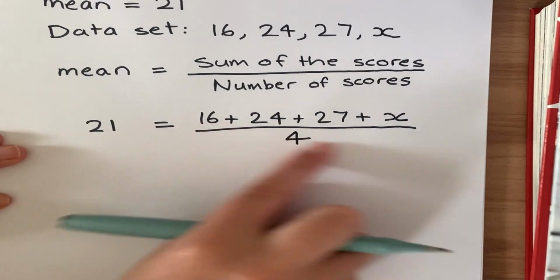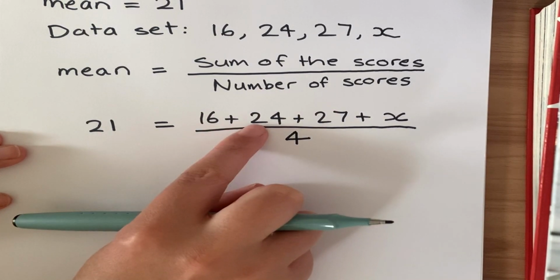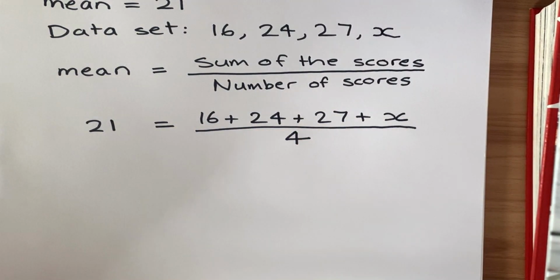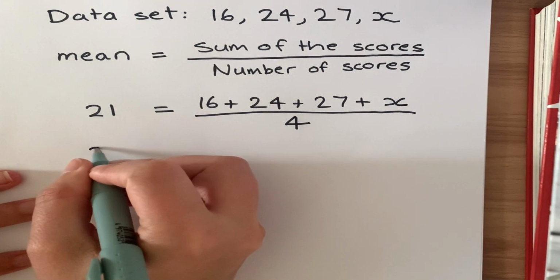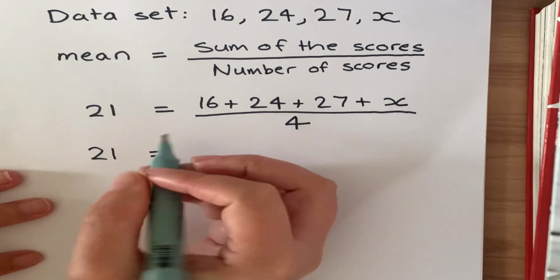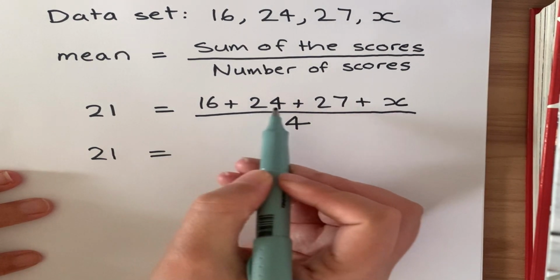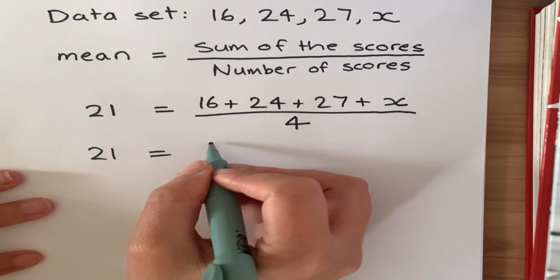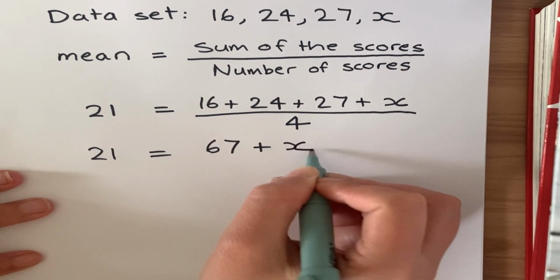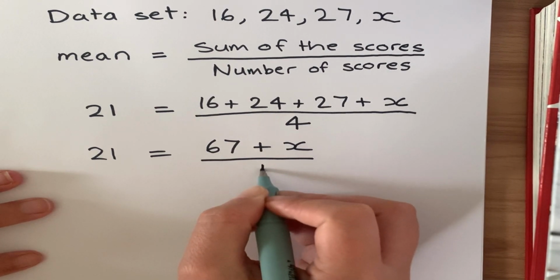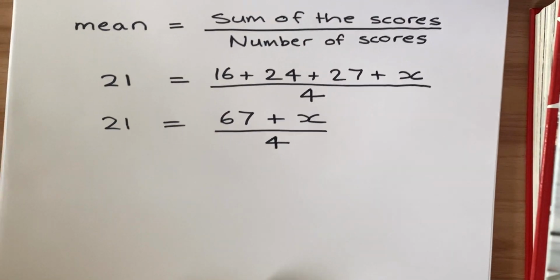And we can tidy this up a little bit because we know what 16 plus 24 plus 27 is. We can just work that out ourselves using a calculator. So we'll rewrite it. Now 21 equals 16 plus 24 plus 27. So that's 67 plus x all over 4. All right, now we've got ourselves an equation.